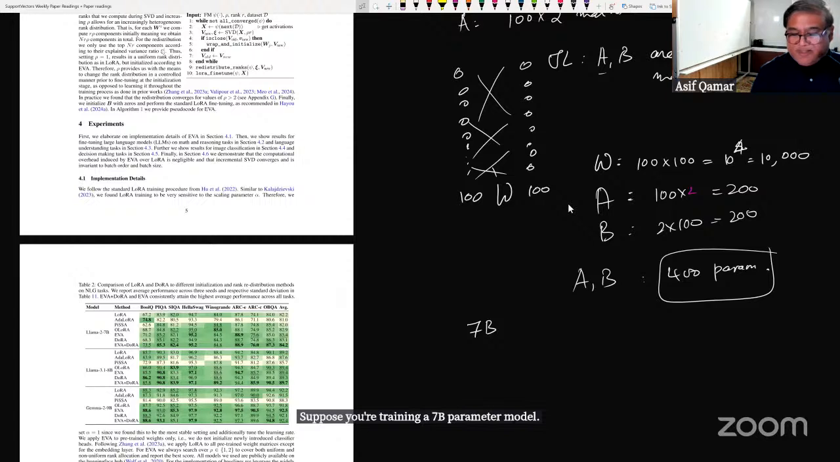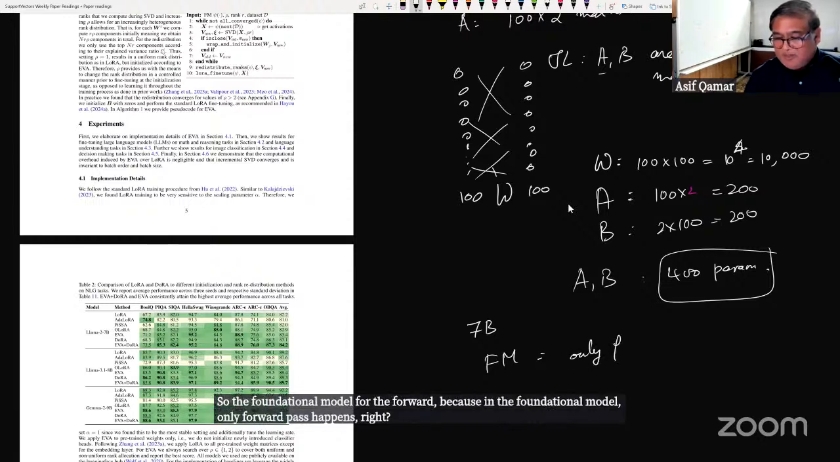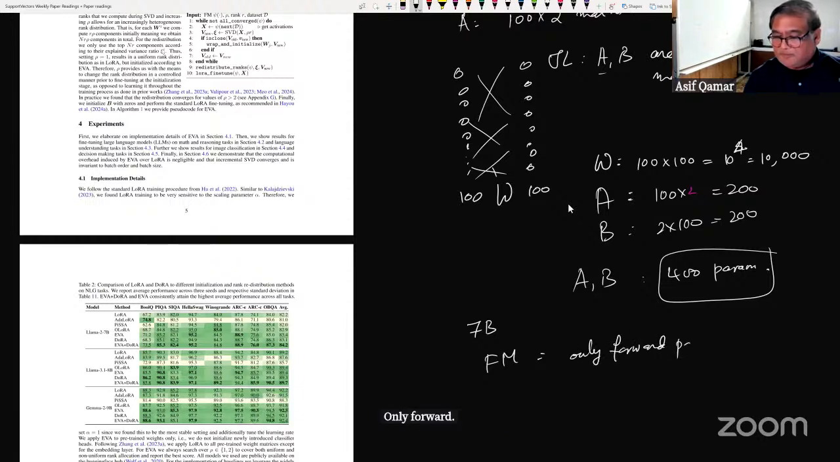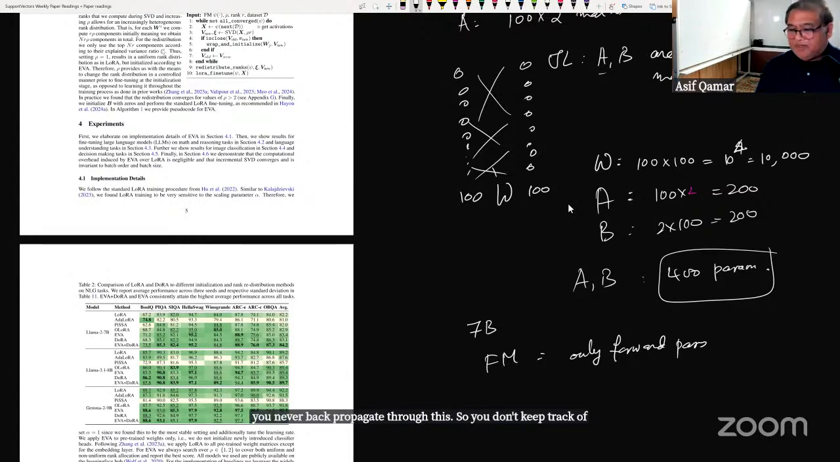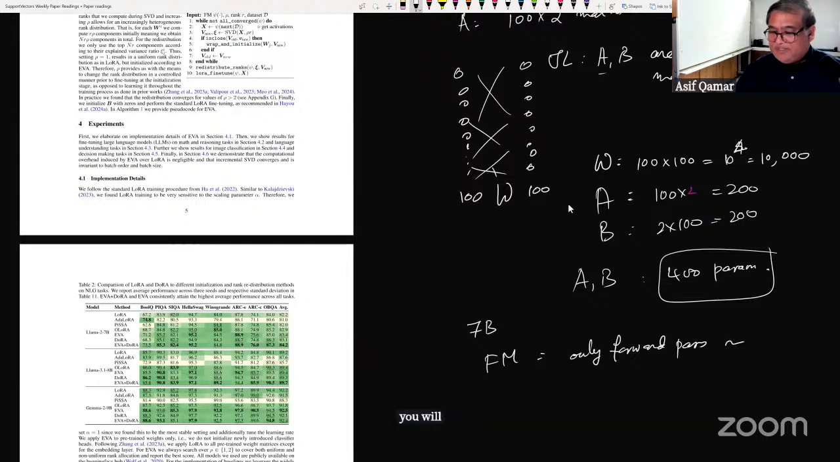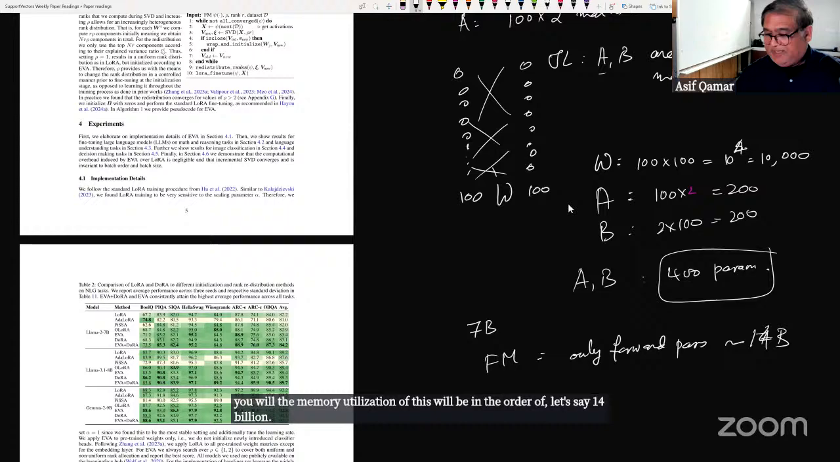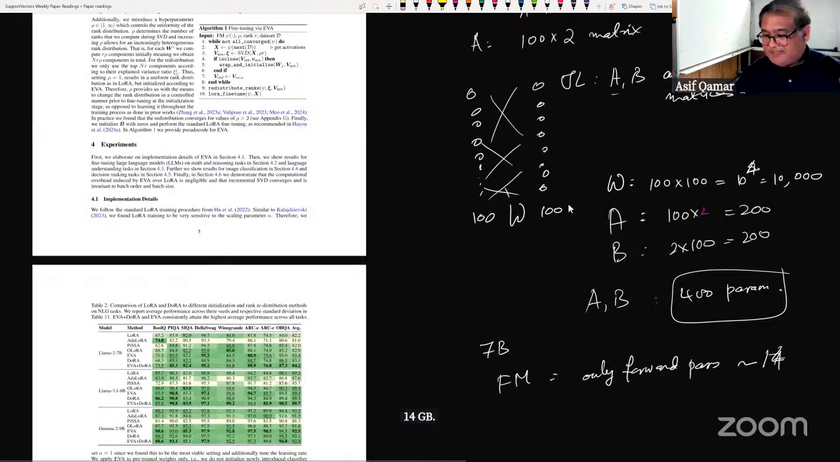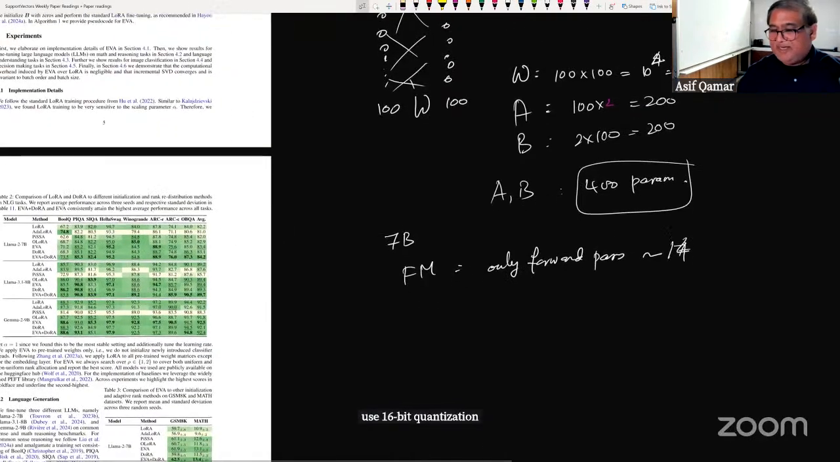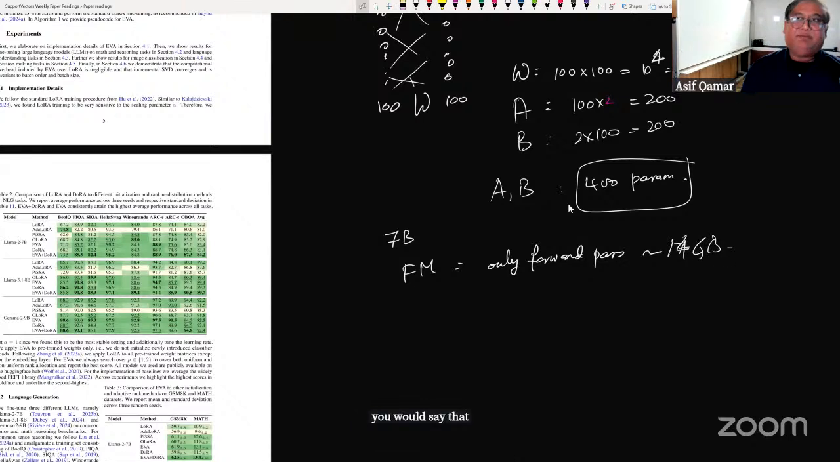In the foundational model, only the forward pass happens during fine-tuning. You never backpropagate through this. So you don't keep track of the gradients. And so the memory utilization of this will be in the order of, let's say, 14 GB. With 16-bit quantization, 14 GB of memory will be used.